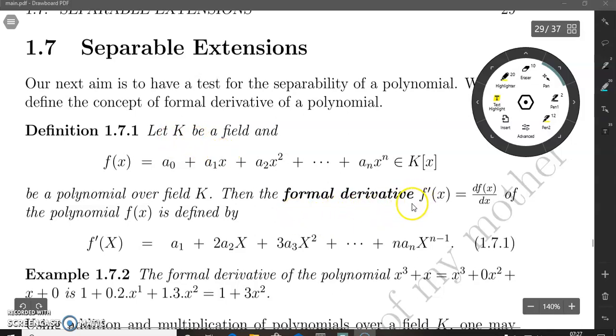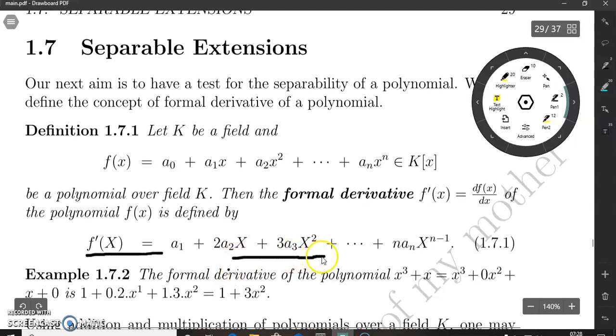Every student knows the notion of derivative. Suppose that f(x) is a polynomial of degree n over a field K, then the formal derivative f'(x), which is the derivative of f with respect to x, is given by this. So, this is the notion of formal derivative.